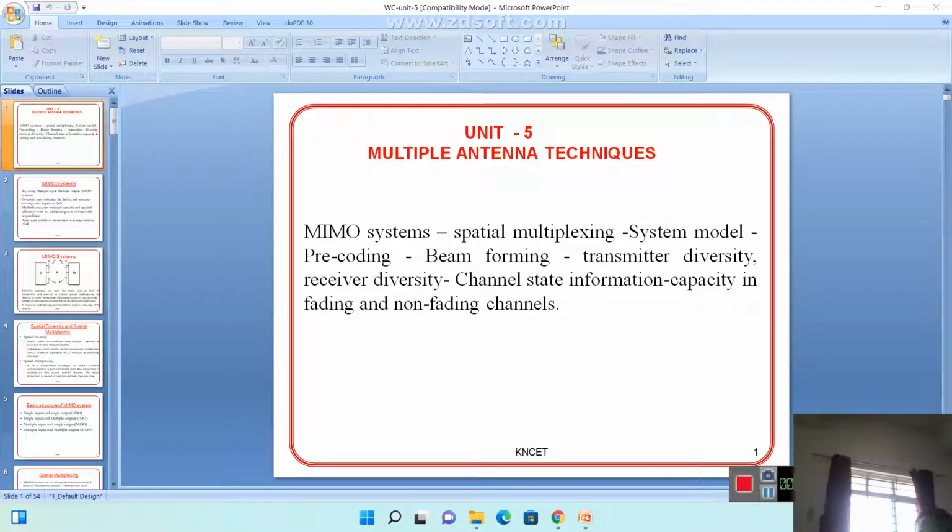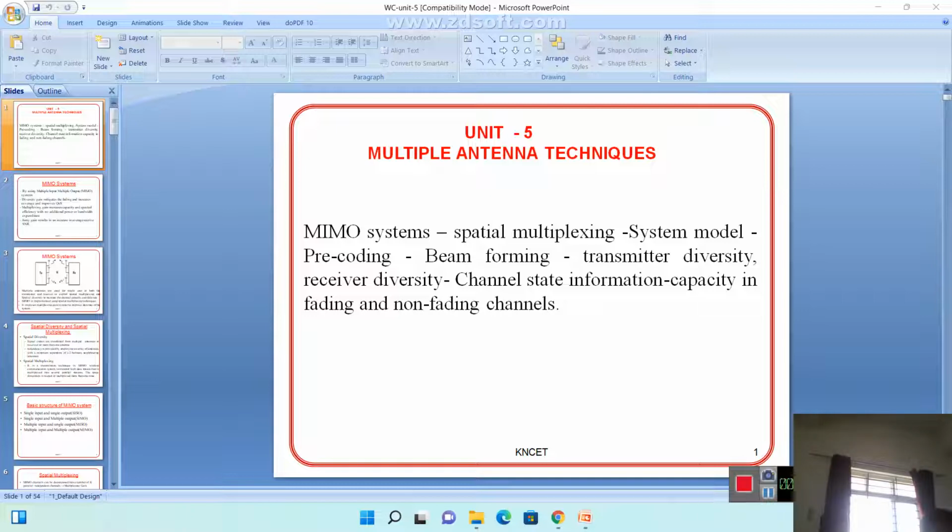Now we are going to discuss our fifth note of wireless communication. The name of the fifth note is multiple antenna techniques. More than one antenna, so that's why it is called multiple antenna techniques. In that, Unit 5 has objectives and outcomes. The Unit 5 objective is to illustrate the various multiple antenna systems with their performance characteristics.